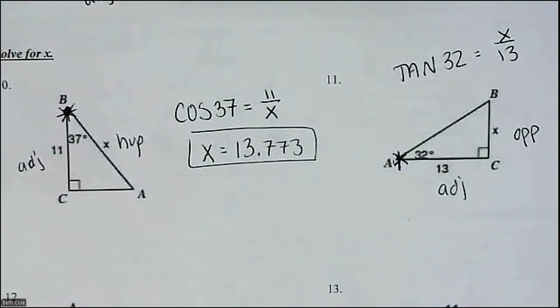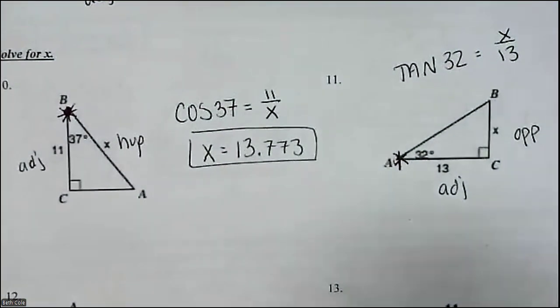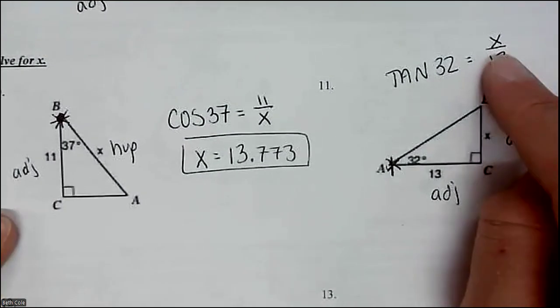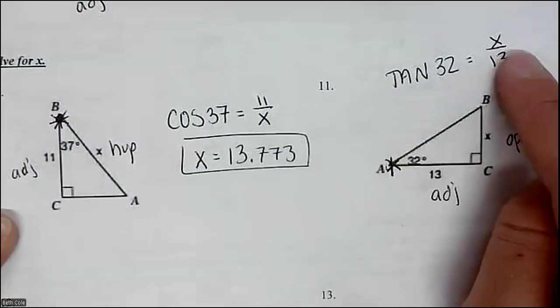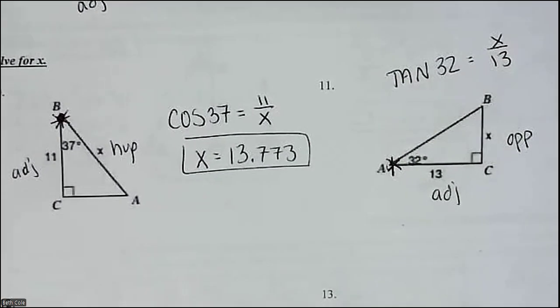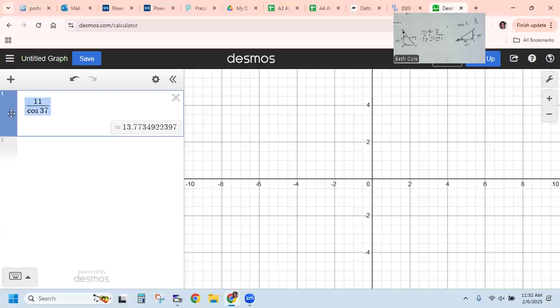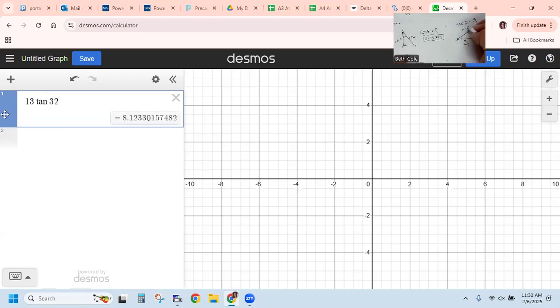Now, x is on the top this time, so we're going to type it a little bit different. All you would do is take the 13 and multiply it to the other side. So I'm going to type in, if you want to watch, 13 tangent 32. And it is 8.123.